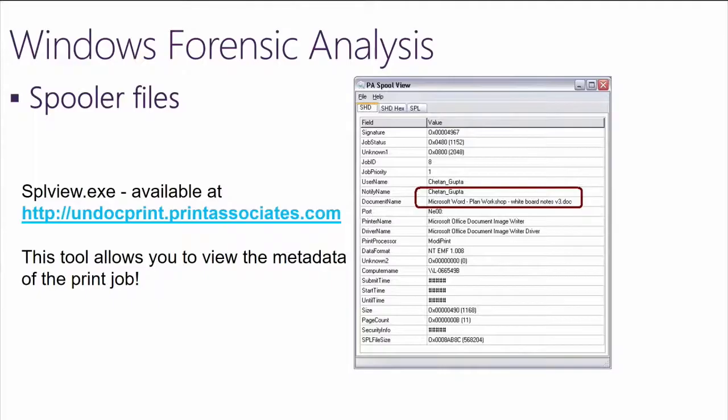What else can be done? Spooler files. For that, you can go and download the free SPLViewer.exe from the website, which will be able to show you what was printed and when and how. So it will give you lots of information, and in this case, if I send you this letter, this is a good proof that it was printed from my computer.